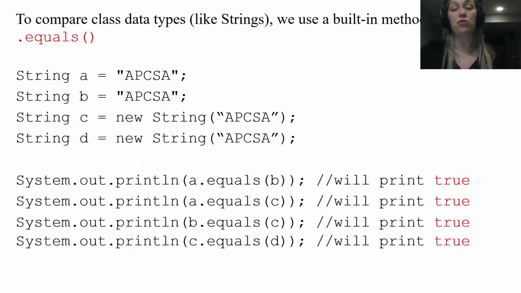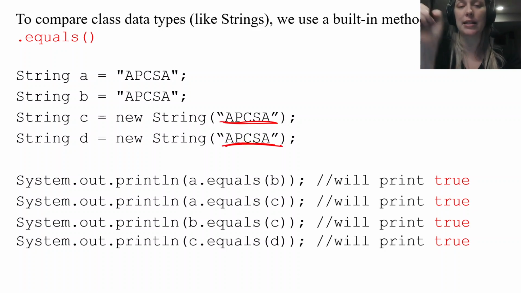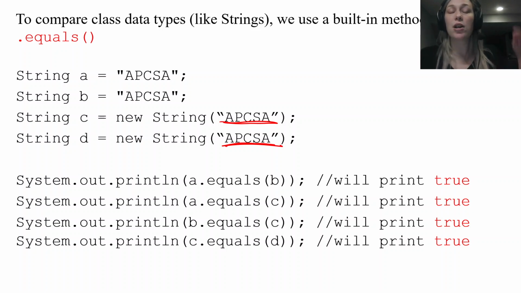It's actually going to print true for all of these situations, whereas the equal to did not, because it was comparing what was stored in that memory box. But all of these are going to print true because it's actually looking at the contents of that string. So it's looking at, does AP CSA match this AP CSA? The actual contents itself. Now the .equals method has already been written for strings, so we don't see that method, we're just able to use it.